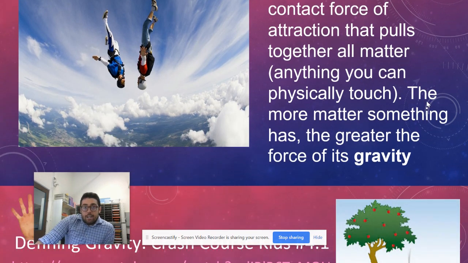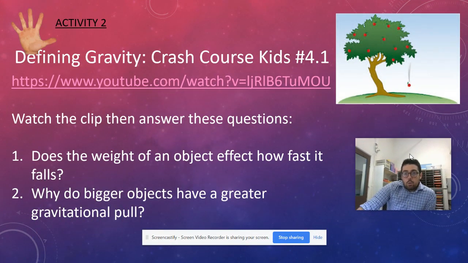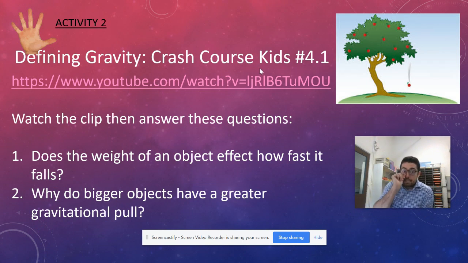What I want you to do in your first activity is watch this clip here. So it's defining gravity. It's a crash course for kids. Okay, this YouTube link will be in, not the comments, in the description for the video. So don't type it out, just copy and paste it from there. So if you want to kind of minimize the screen, copy and paste that link across to another tab. Before you do that, just think of these two questions when you go into the video. So what does the weight of an object, or how does the weight of an object affect how fast it falls? Okay, and why do bigger objects have a greater gravitational pull?